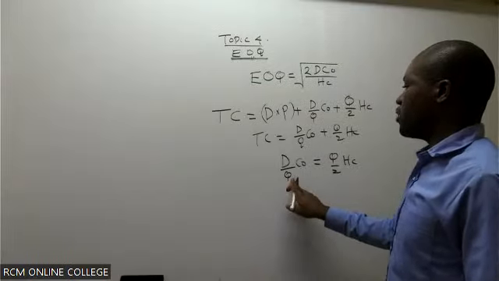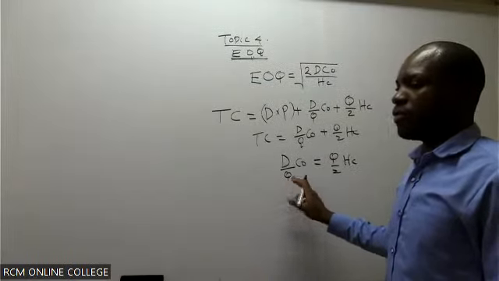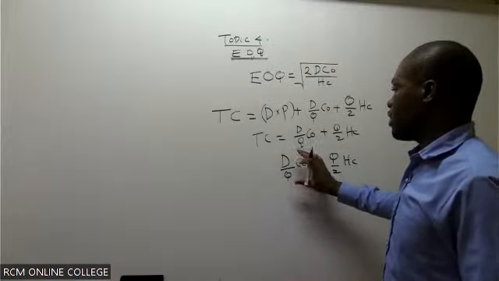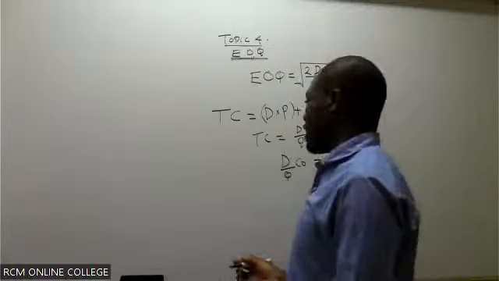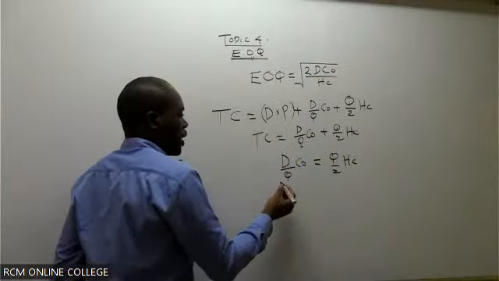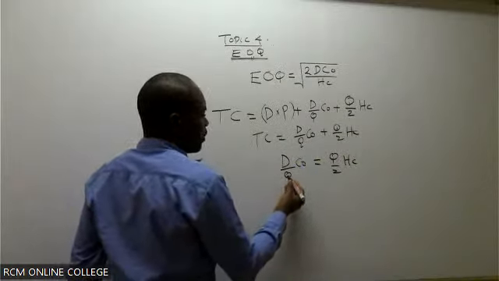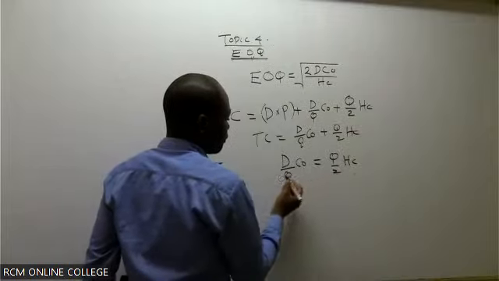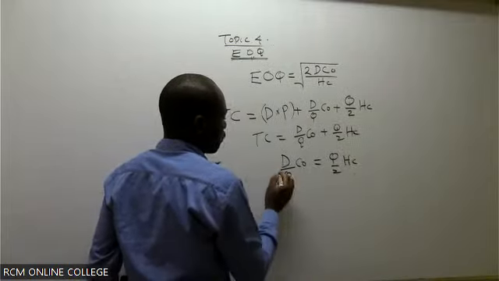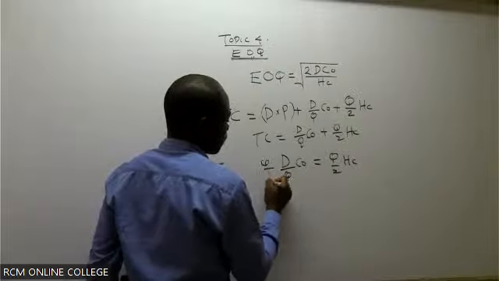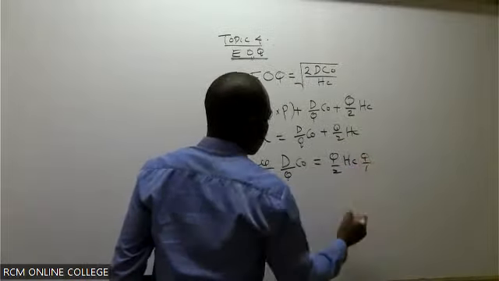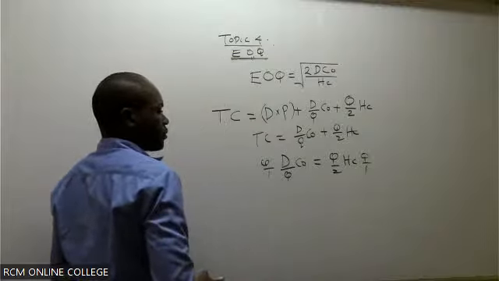And therefore, we make Q the subject of the formula. So it's at this point that you're going to make Q the subject of the formula. So what will I do? I come to this section here, and if I want to take this one to the other side, I'll just multiply both sides by Q over 1.